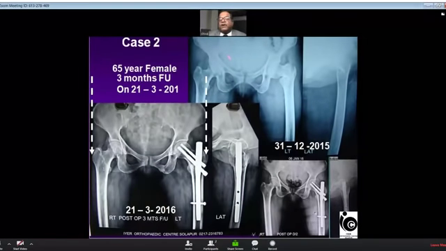On the right lower corner, that is 31/12/2005, that is the immediate post-operative X-ray. You can see the screws are touching the lateral cortex, and on the left, you can see 21/3/2016. Screws are again remaining at the same position. That indicates that I have compacted the fracture on table beautifully. The screws are not walking out. That is very, very important in these cases.